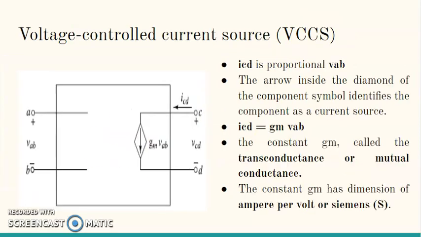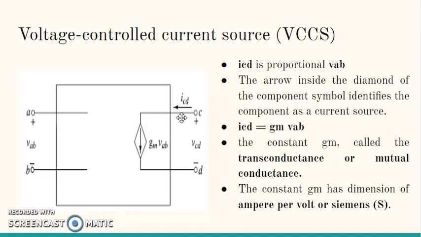Coming to the next category, the voltage controlled current source. Again we can see here a diamond shaped box shown with an arrow. That means it is a current source, and as it is in diamond shape, it is a dependent current source. The value of the output current ICD is given by GM into VAB. Now this VAB is a voltage at some other part, which is controlling the value of the output current ICD. Hence we call it a voltage controlled current source.